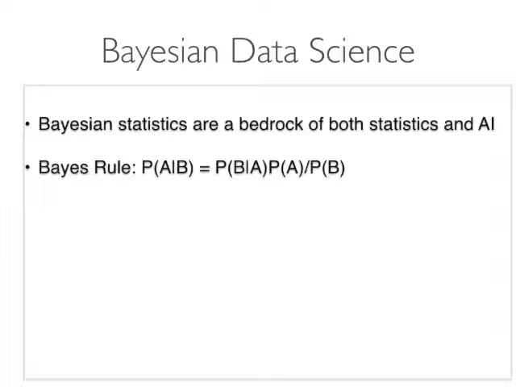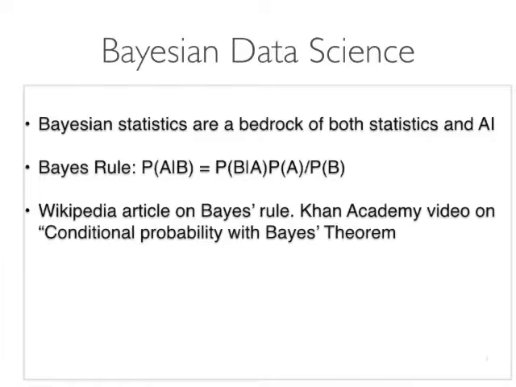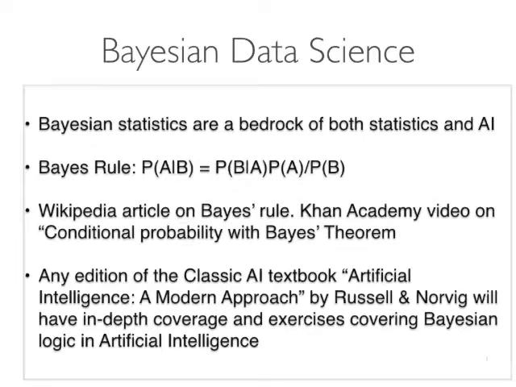It's just that important. There are some great free resources on Bayes' rule at Wikipedia and Khan Academy, and also all editions of the classic AI textbook, AI: A Modern Approach by Russell and Norvig, have a great section on Bayesian networks and artificial intelligence.